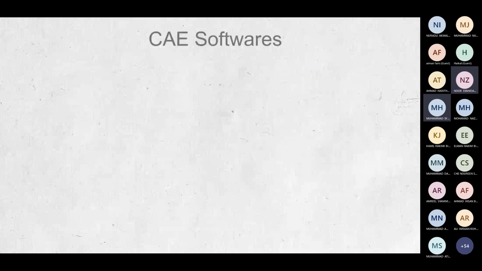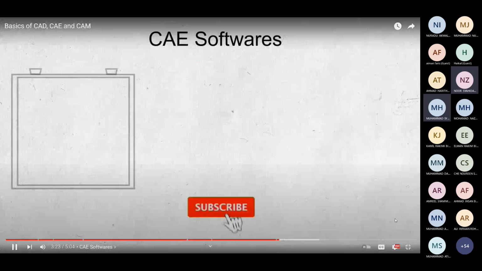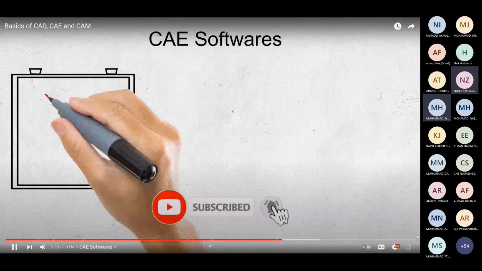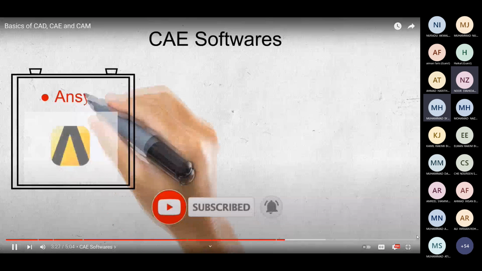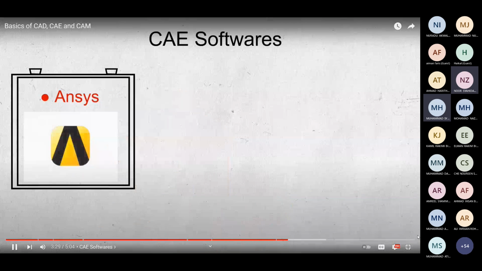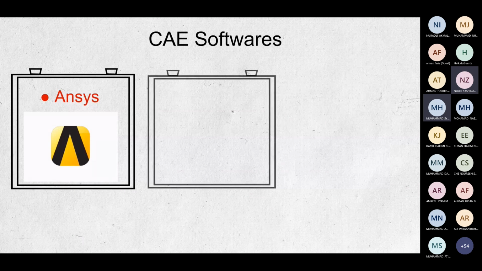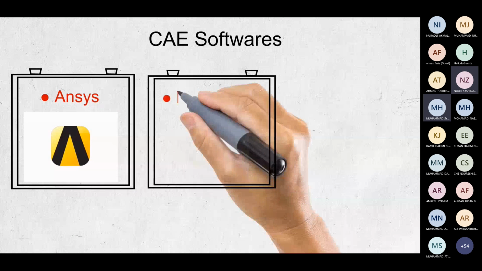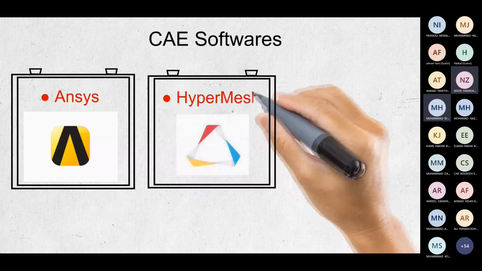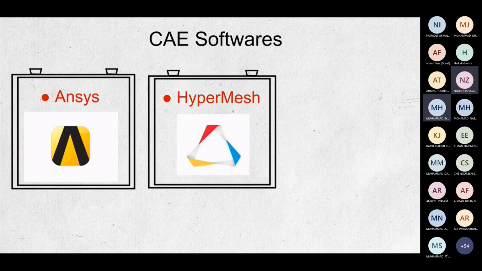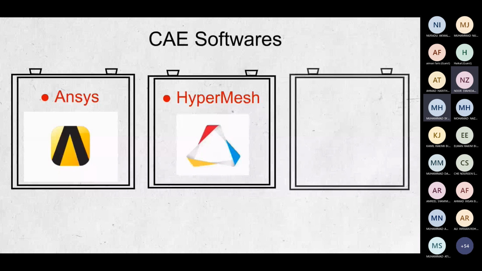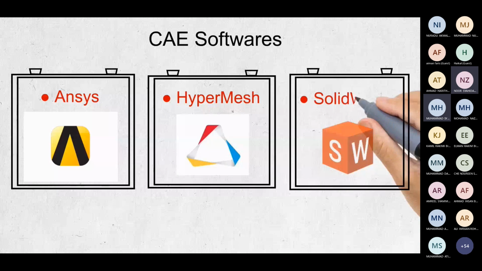What are the software available in CAE? First one is ANSYS. It's for analyzing strength, toughness, elasticity, temperature distribution, electromagnetism, fluid flow, and other attributes. Next one is HyperMesh. It's capable of producing meshes that are high quality, made with no complexity. Next one is SolidWorks, developed by Dassault Systemes.